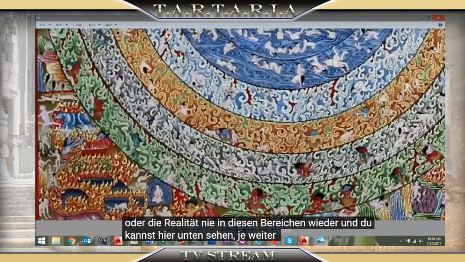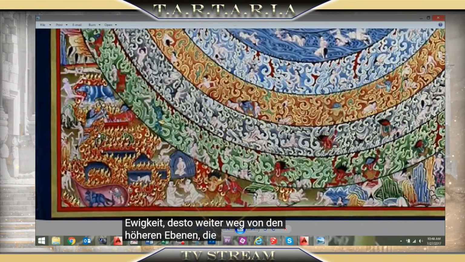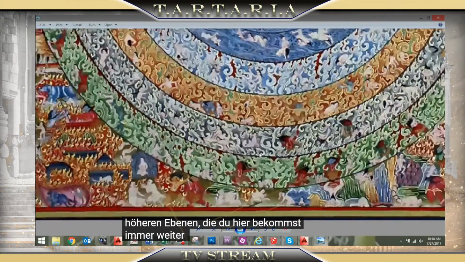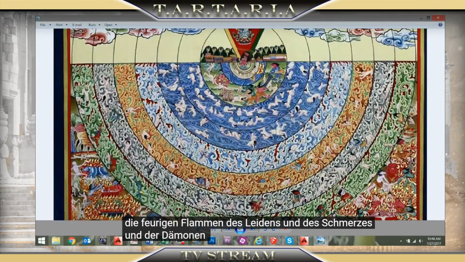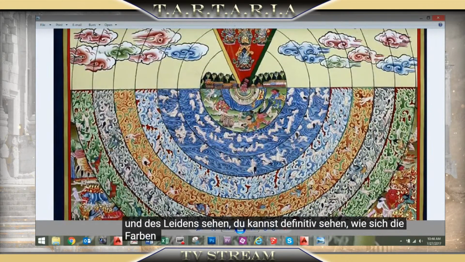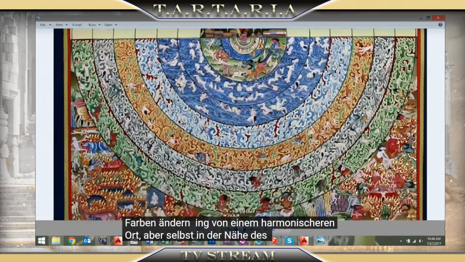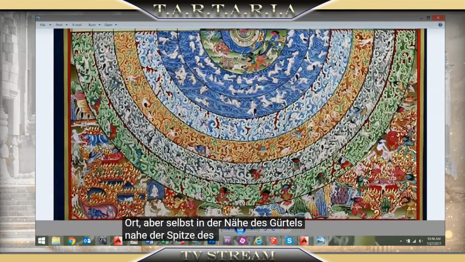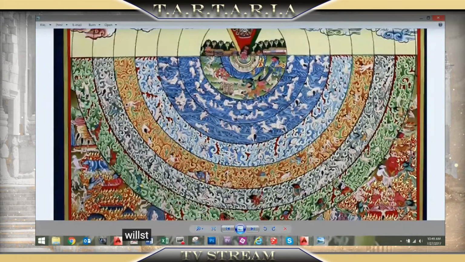And you can see down here, the further away from eternity, the further away from the higher levels here, you get further and further down, and you can see the fiery flames of suffering and pain and demons and interdimensional beings and suffering. You can see definitely the colors changing from a more harmonic place, even close to the girdle, close to the tip of the girdle. You could see there's like a piece of harmony, there's blue colors, it looks still like harmonic beings, like angelic systems of realms, whatever you want.